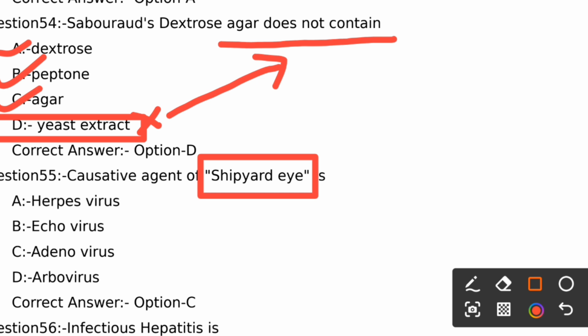Next question, causative agent of shipyard eye. Herpes virus, echovirus, adenovirus, arbovirus. The right answer is option C, adenovirus. Shipyard eye is caused by adenovirus.